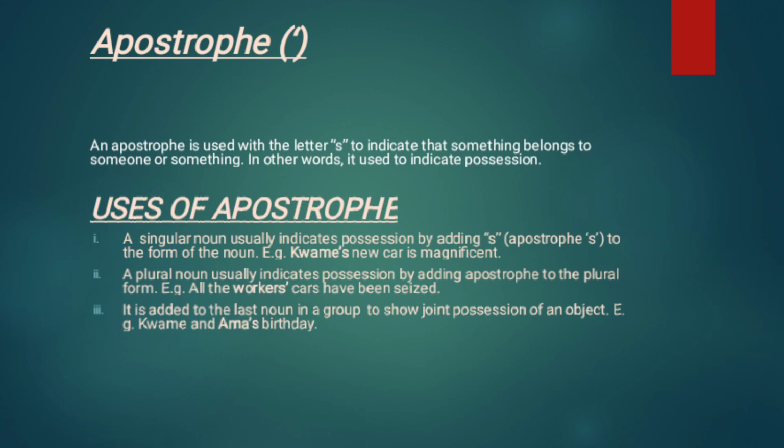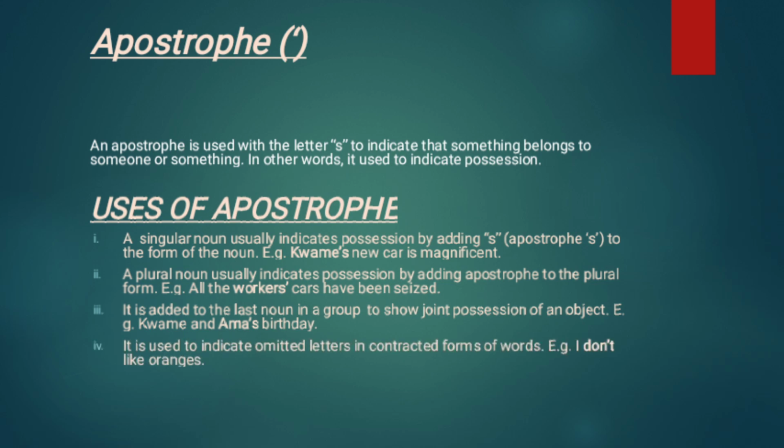It is added to the last noun in a group to show joint possession of an object. You don't use it on the first one. So Kwame and Ame's birthday. That is that. And then it is used to indicate omitted letters in contracted forms of words. Example, I don't like oranges. So we could have said I do not like oranges, but here we have contracted the do not and made it don't, and the apostrophe is used.